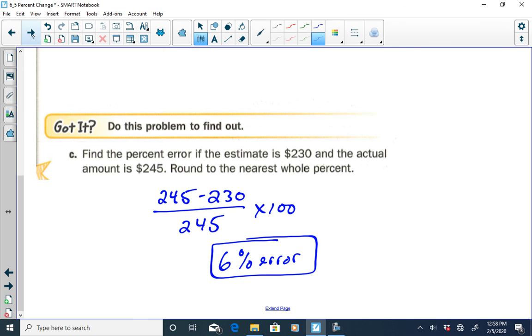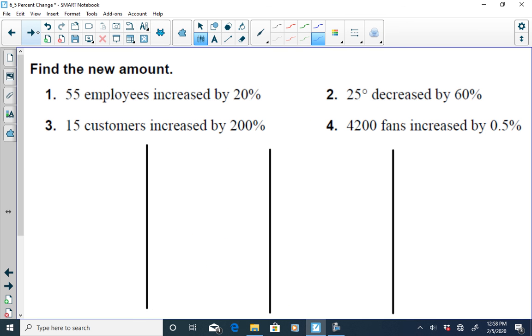All right. Now, last part of the lesson, we're actually given a percent here, right? 55 employees increased by 20%. So instead of finding the percent increase or the percent decrease, we're actually given the percent increase or the percent decrease, and we're being asked to find the new amount. All right, now there's two different ways to do these problems, right? We could do them in one step, or we could do them in two steps.